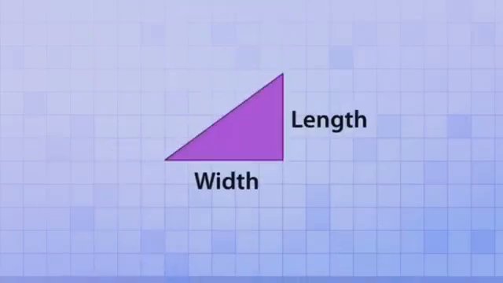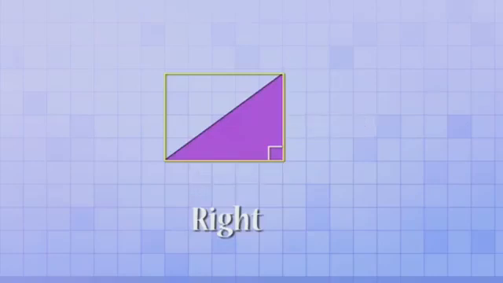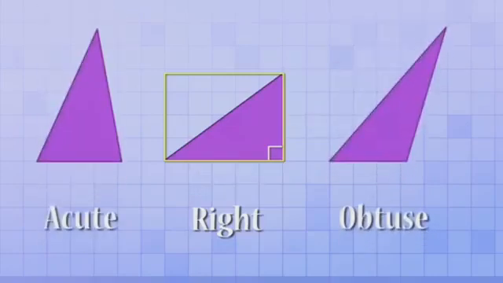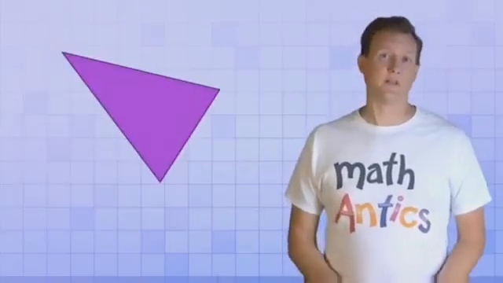The names length and width worked okay for this right triangle because the right triangle is exactly half of a rectangle. But those names don't really work for other kinds of triangles, like acute triangles or obtuse triangles, because how do you tell which side should be which? So for triangles, we do something different.